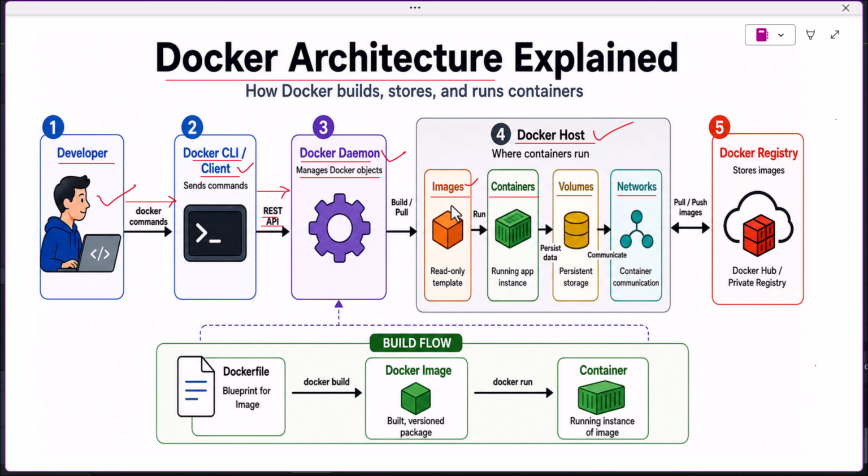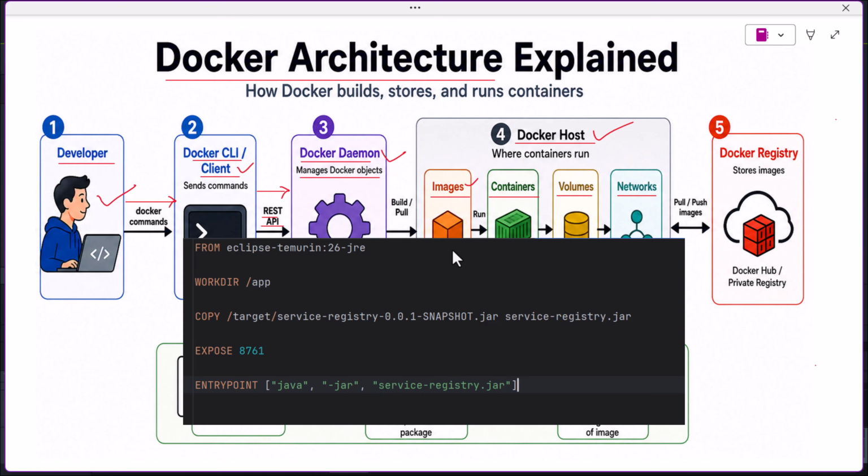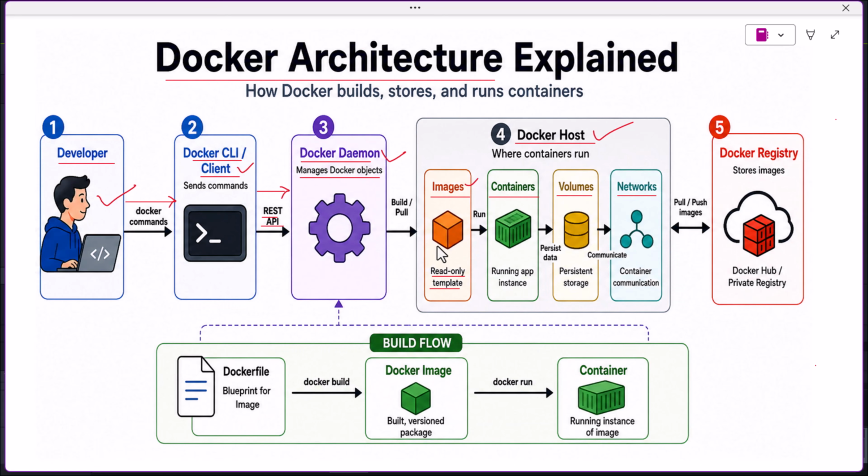A Docker image is a read-only template used to create containers. It contains the application, runtime, libraries, dependencies, and configuration required to start the application. For example, an image for a Spring Boot application may contain a Java runtime and the application jar file. An image is not a running application. It is the packaged blueprint from which Docker creates containers.